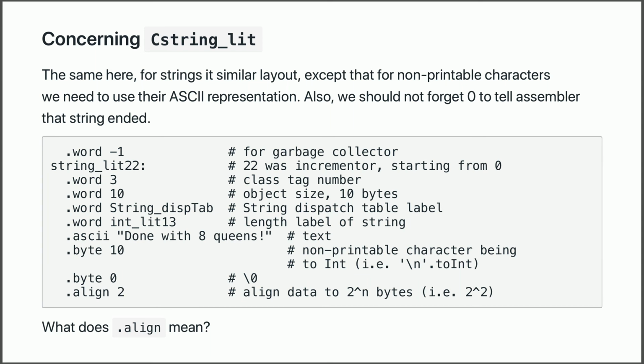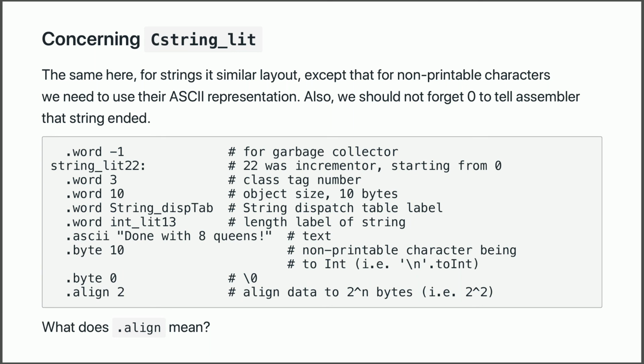And then we have an int literal, which is the size. And then we have a .ascii, which is the string value. Remember, it's .ascii, not .asciiz. .ascii means just ASCII, but not null terminated. If you have .asciiz, it's null terminated already, so there's a 0 somewhere at the end.